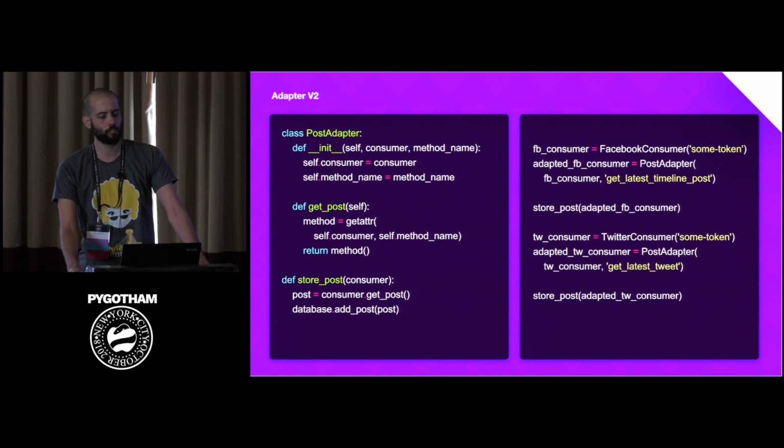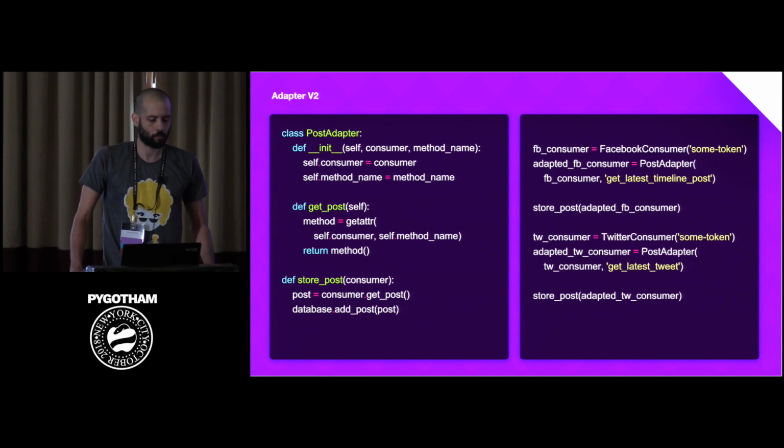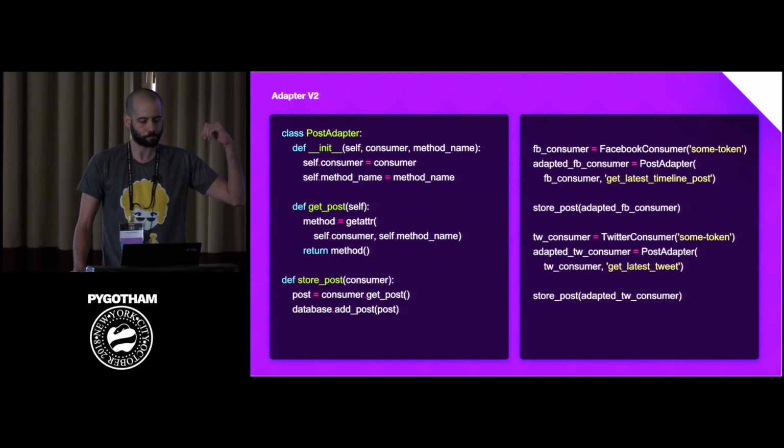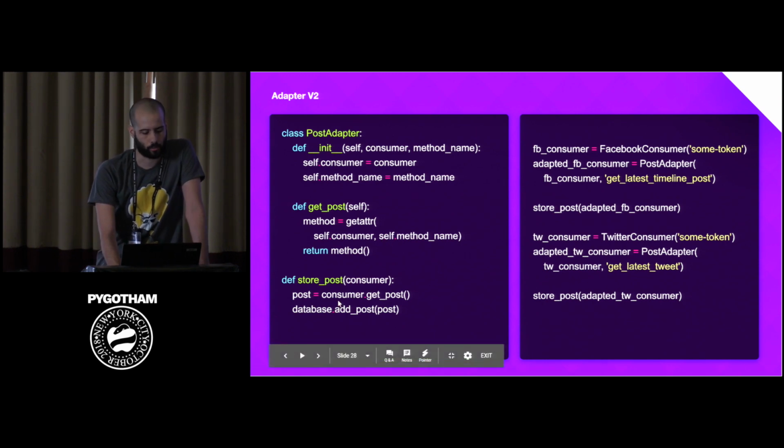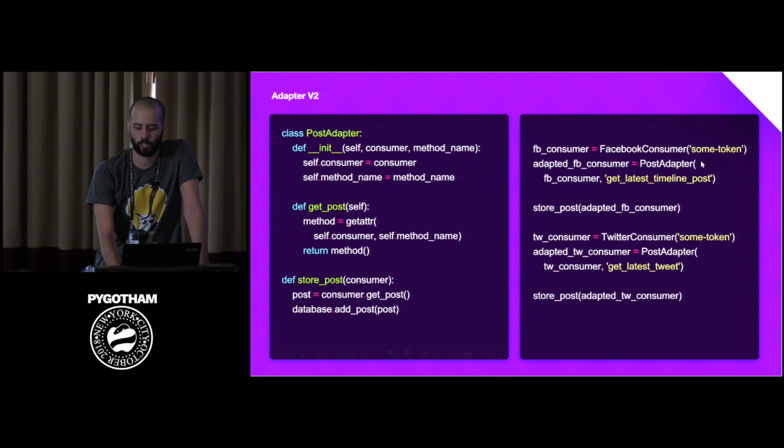The second version I brought for that used the same approach, but this time, instead of having two separate adapters, we created a single one, and this adapter receives a consumer and a method name as a string, and uses the get attribute function to just call the correct method in each consumer. Again, the store post is pretty much the same. We just made the code more generic.